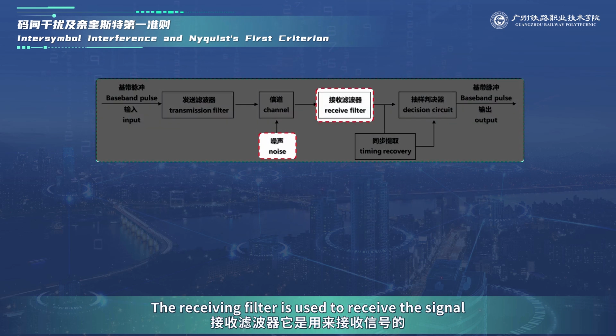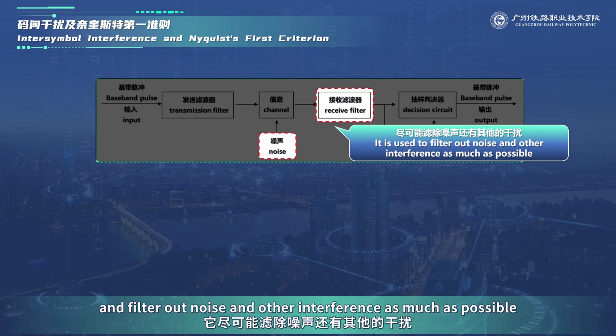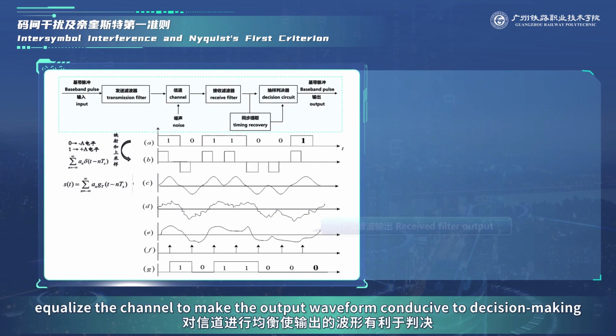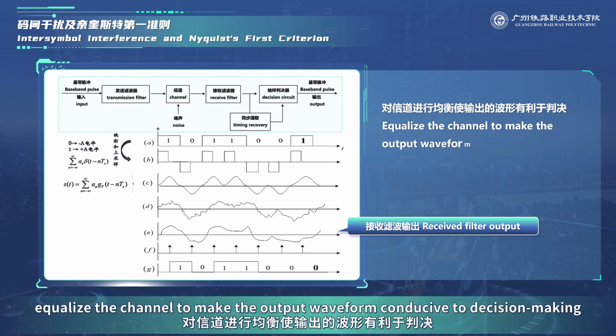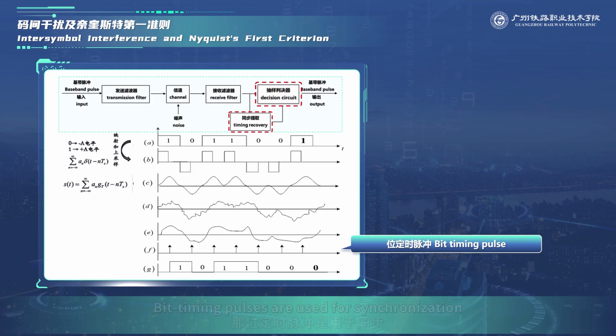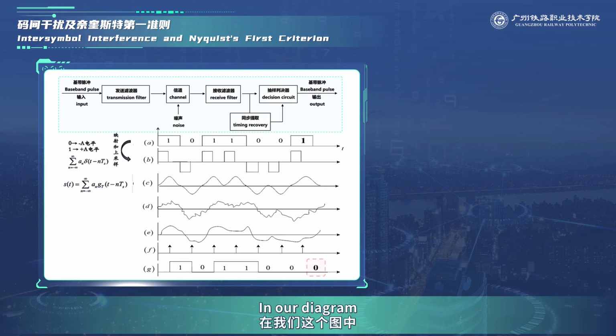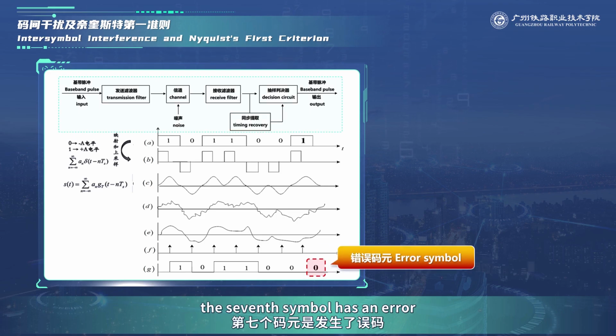The receiving filter is used to receive the signal and filter out noise and other interference as much as possible, and equalize the channel to make the output waveform conducive to decision-making. Bit timing pulses are used for synchronization and sampling decisions, ultimately recovering the original information. In our diagram, the 7th symbol has an error.